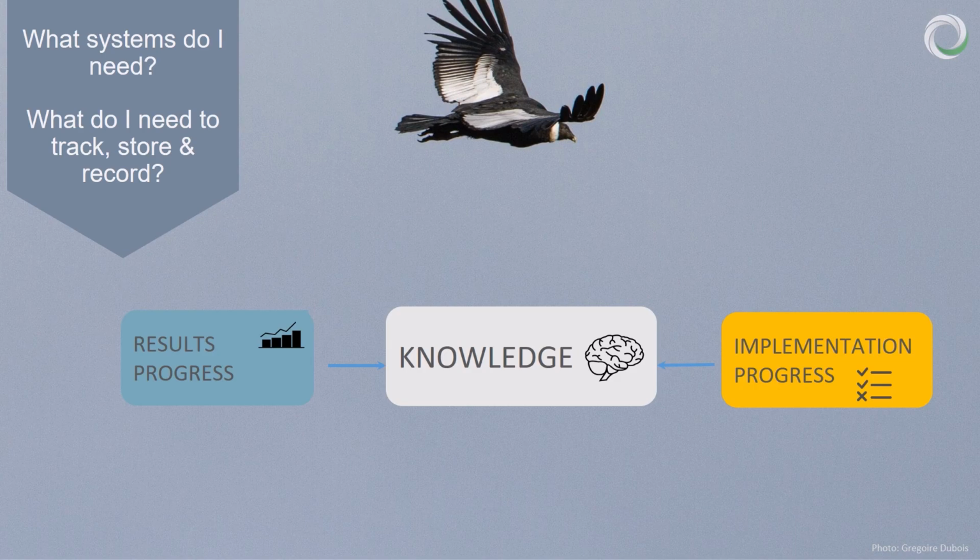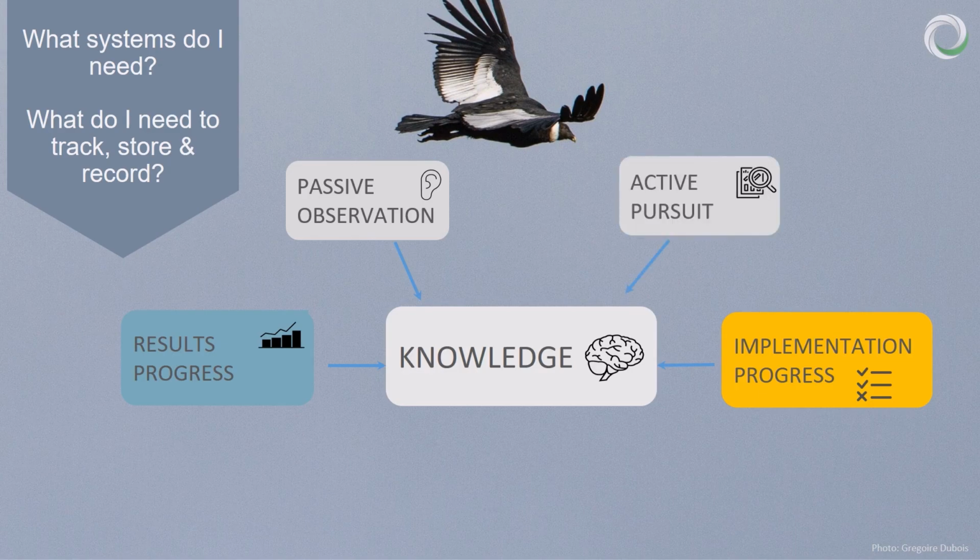Have you learned anything more since the start of your project that might influence the actions you are implementing or the potential success of those actions? Has anything changed in your context? This new information may come from passive observation, so maybe it's something you've heard or read about, or it could be something you actively pursued. For example, you may have conducted a study to gather new data or synthesized existing data. All of these, implementation progress, results progress, passive observation, and active pursuit, contribute to strengthening your knowledge around your project.